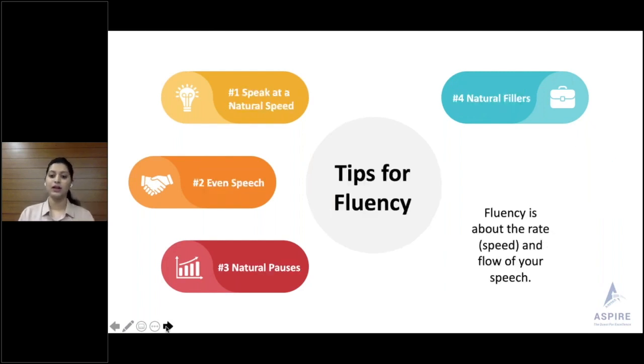All right, fluency. What is fluency? Fluency is nothing but how smoothly your speech flows or the speed of your speech. So, number one, speak at a natural speed. So, maintain a natural speed, as in not too fast and not too slow. So, not giving way too many gaps between words or sentences, and not blurting out chunks of words or information at one go.